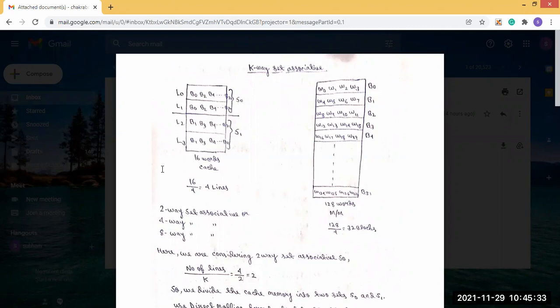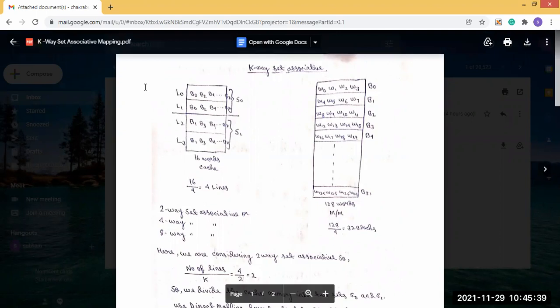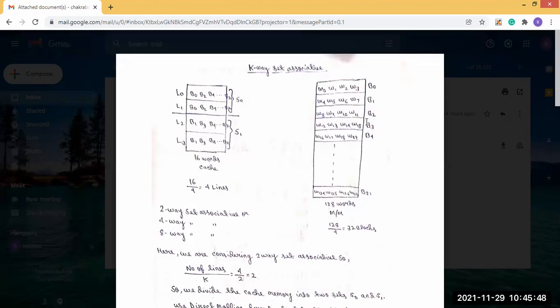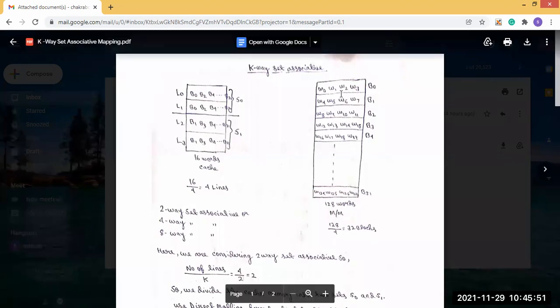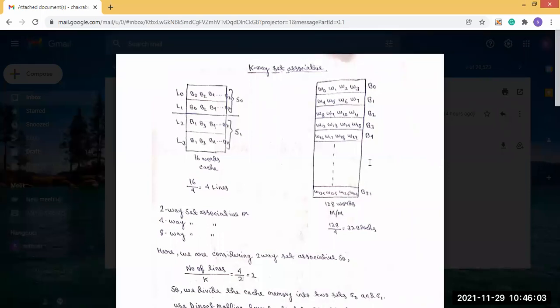Now we are taking the same example, so that I am able to discuss the disadvantages and advantages of these 3 mappings. The memory is 128 words, divided into 32 blocks from 0 to 31, and each block is capable of storing 4 words, or 4 bytes.